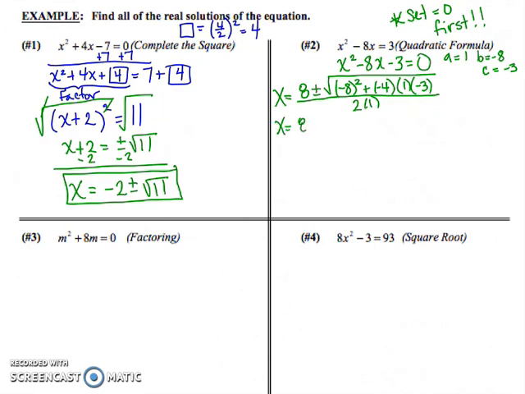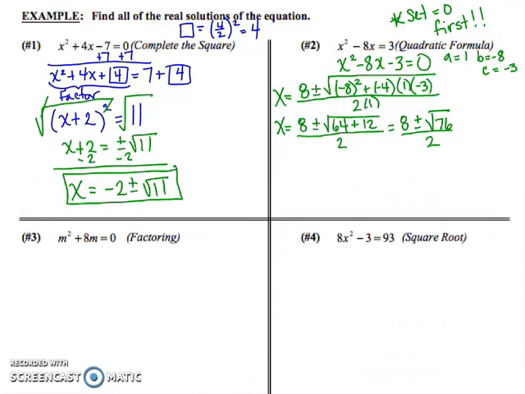Okay, now I'm going to go ahead and clean this up a little bit. So I have x equals 8 plus or minus the square root of -8, quantity squared, is going to be a +64, plus -4 times 1 times -3 is a +12. And that's all over 2 times 1 is 2. Continuing to simplify, 64 plus 12 is going to be 76. Now 76 is not a perfect square, but it does have a perfect square factor. 4 goes into 76 19 times, so I can at least reduce this a little bit.